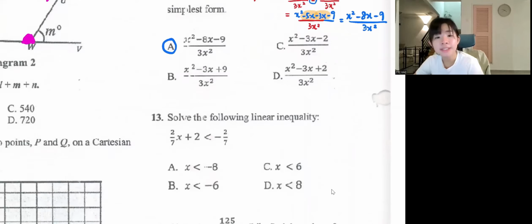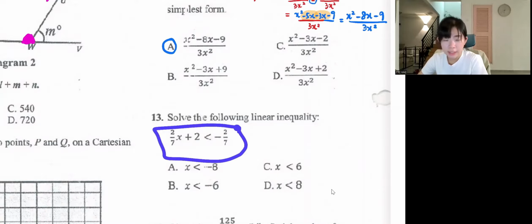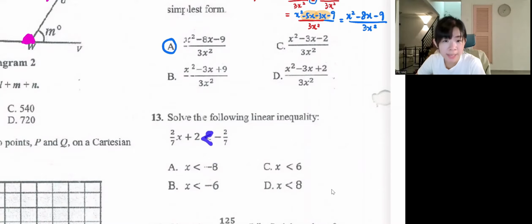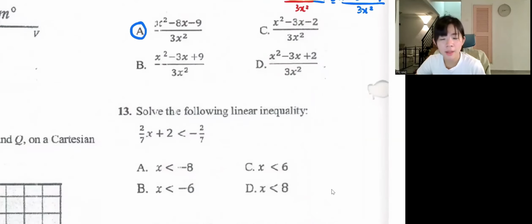Okay, question 13. Solve the linear inequality, kesamaan linear. This one is Form 1. You need to find x. Linear inequality means you will see this symbol, less than, more than. It's called inequality, kesamaan. So we need to find x. But this whole thing looks a bit complicated. What makes it complicated? The fraction, the denominator. The less than? No, I think the fraction looks more complicated.